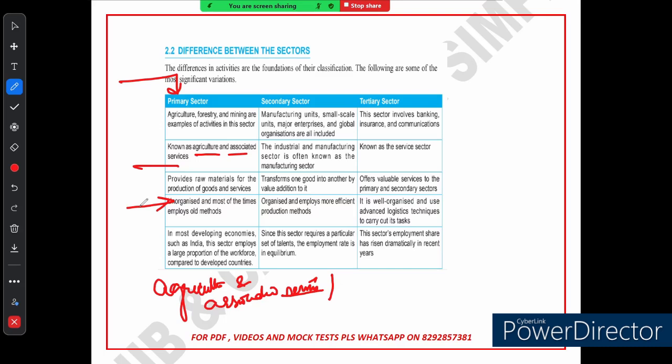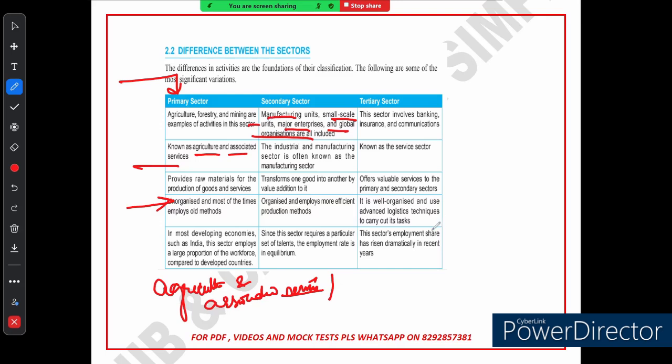Now let's talk about the secondary sector. First of all, activities like manufacturing units, small scale industry, major enterprises, even global organizations all come under the secondary sector. It is also called the industrial and manufacturing sector, or simply the manufacturing sector.